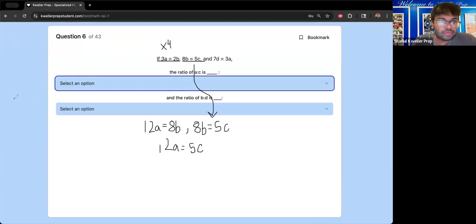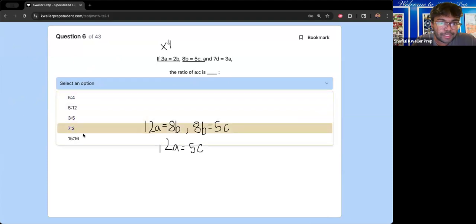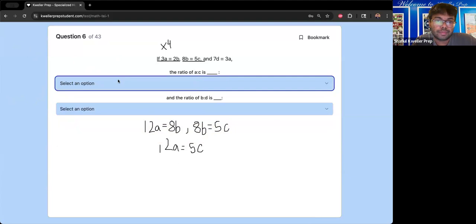The ratio of A to C is going to be, a lot of people might choose 12 to 5. That's not true. It should be the opposite. It should be 5 to 12. The reason why it's 5 to 12 is because 12A is equal to 5C, so the ratio of A to C is the opposite numbers. A would be 5, C would be 12.